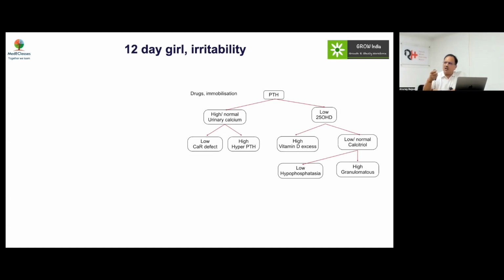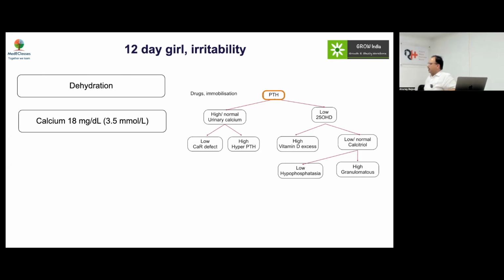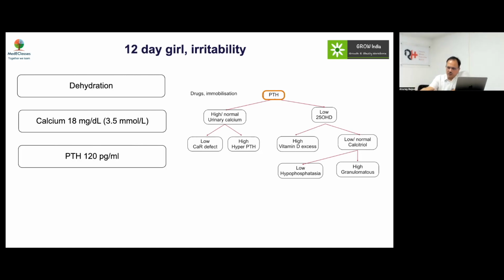So we'll go through a few cases. 12-year-old girl with irritability, dehydration, and calcium is 18. So we are dealing with a very severe form of hypercalcemia. PTH level is on the higher side. So this looks like a primary hyperparathyroidism. What do you think, Dr. Dhwani, in this case? Because this is a neonate, one will have to look at the parents' calcium and PTH status.